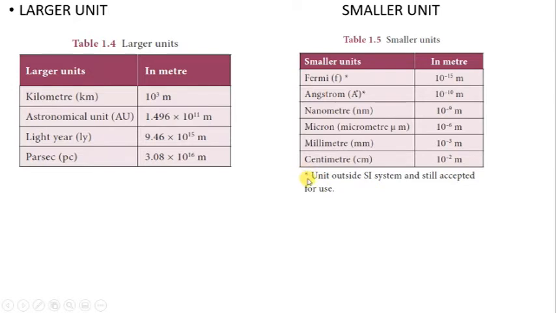So here is one note given here, star asterisk mark. It means these two systems are not in the SI system, but they are still accepted. SI system means what? Scientific Council has framed some rules and regulations and formulated 7 fundamental quantities, but these two smaller units are not there in the SI system, but still we follow these units.